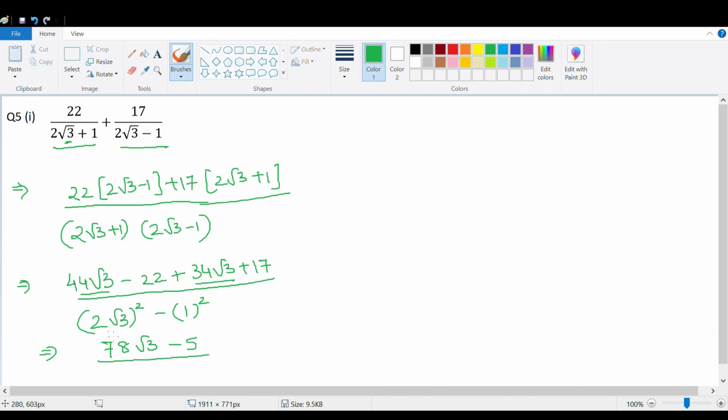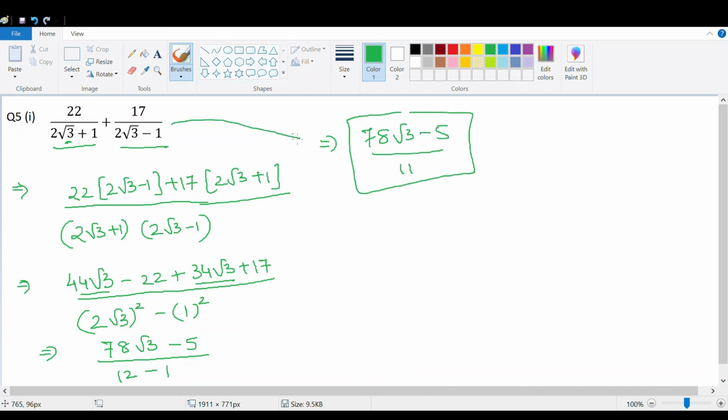In the denominator, I have 4 into 3, that's 12, minus 1. So I have my answer. This is (78 root 3 minus 5) upon 11. That's the simplified form of this expression.